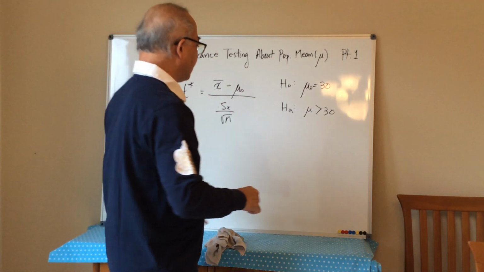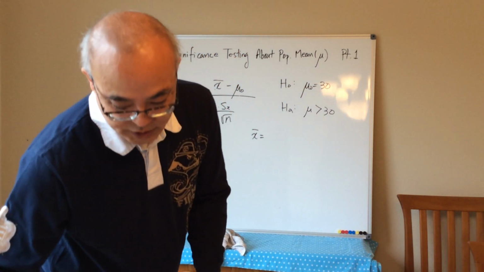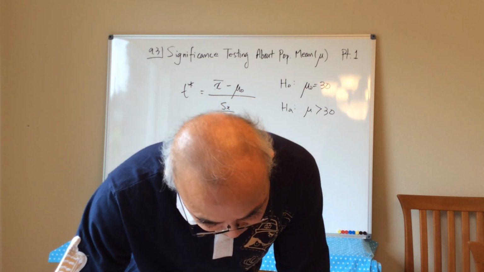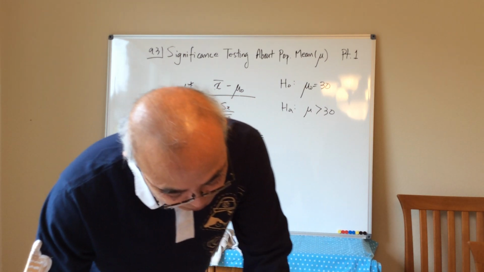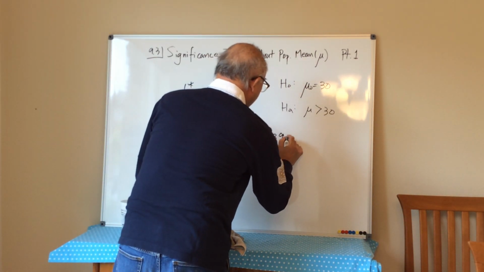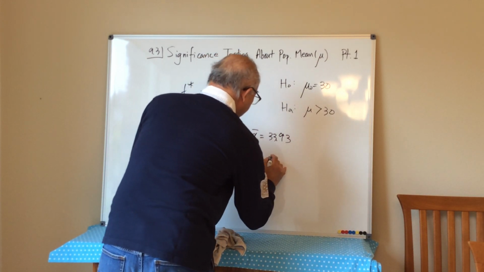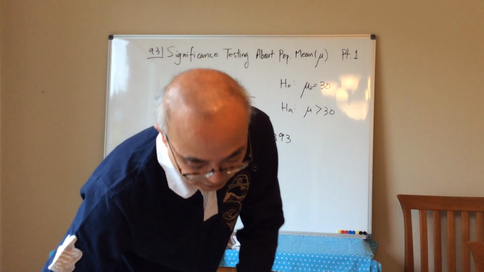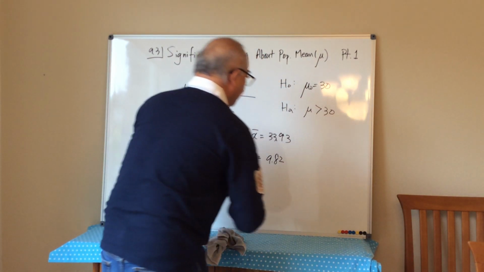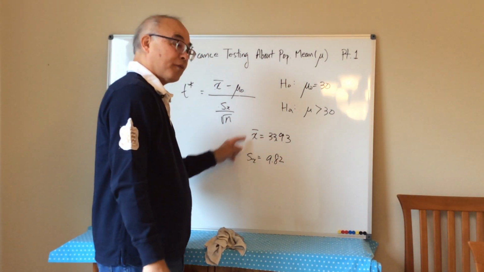You will find that the x bar comes out to be 33.93, and the standard deviation comes out to 9.82. Okay? So this is all we're going to get from 1-Var Stats.